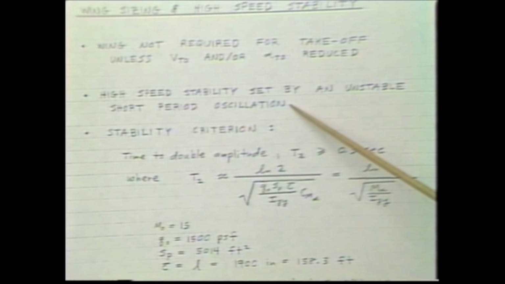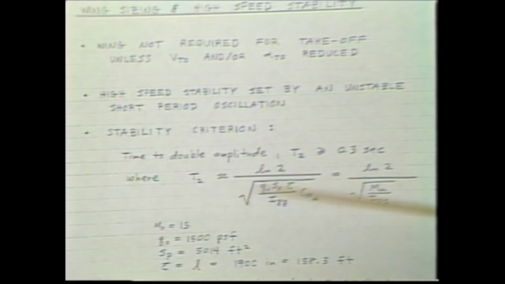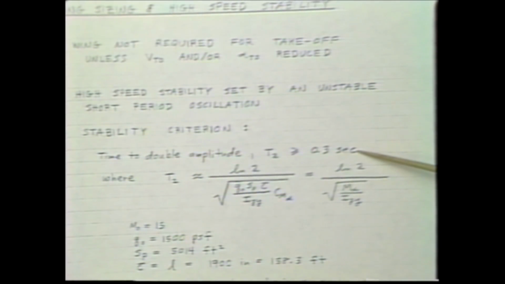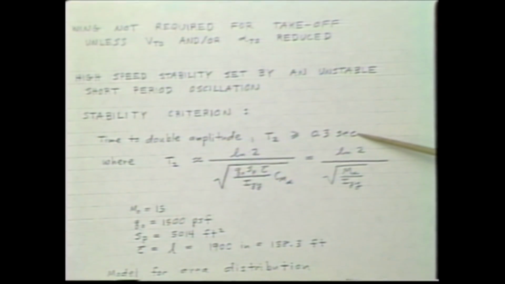High-speed vehicle stability is established by what's called an unstable short period oscillation. Okay, this is a longitudinal oscillation. Basically, if you have some kind of an oscillation in the plane and it's unstable, the amplitude will increase in time. What stability and control people are concerned about is how much time it takes for that amplitude to double in size. That's what is called the time to double amplitude. Now, if that time to double is greater than 0.3 seconds, it can be handled by active controls.